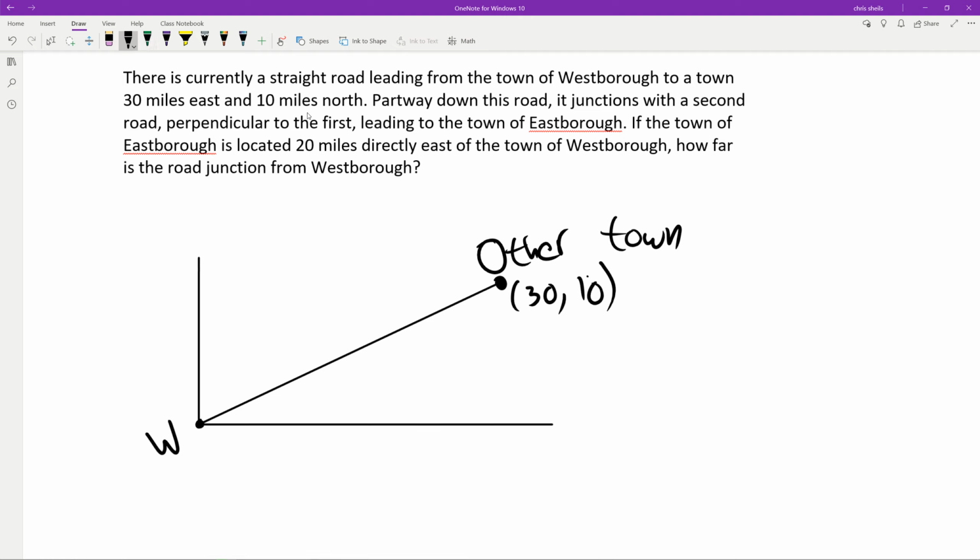Eastboro is 20 miles directly east of Westboro. Let's see. Partway down this road, it junctions to a second road perpendicular to the first, leading to the town of Eastboro. So maybe about right here.